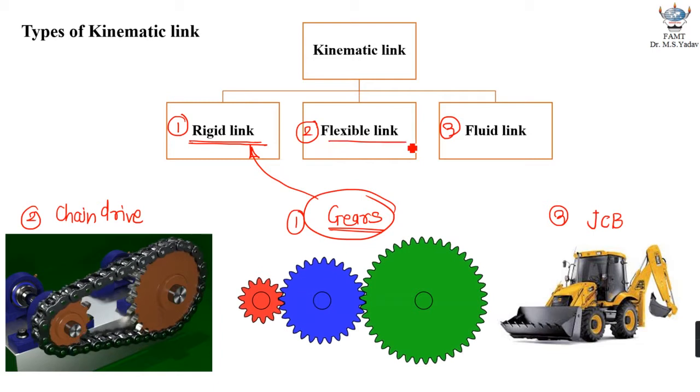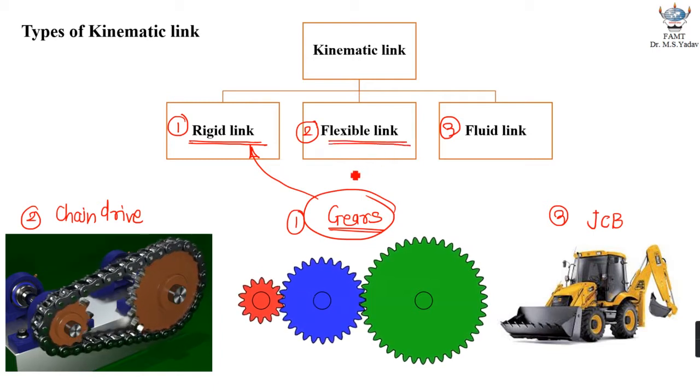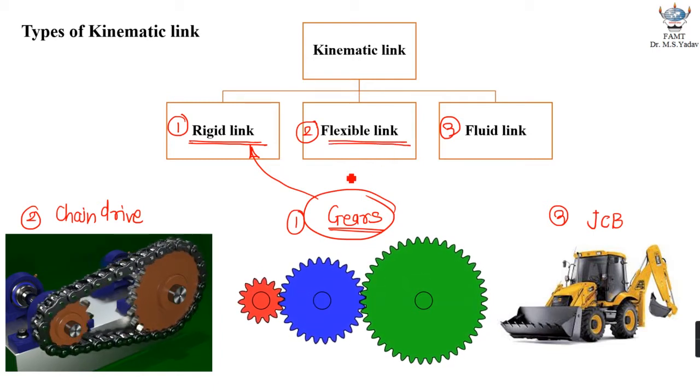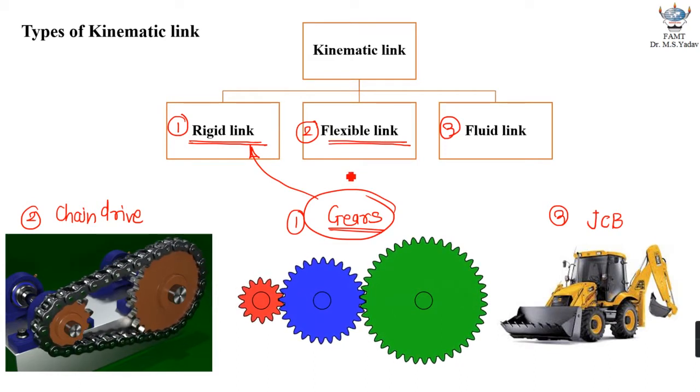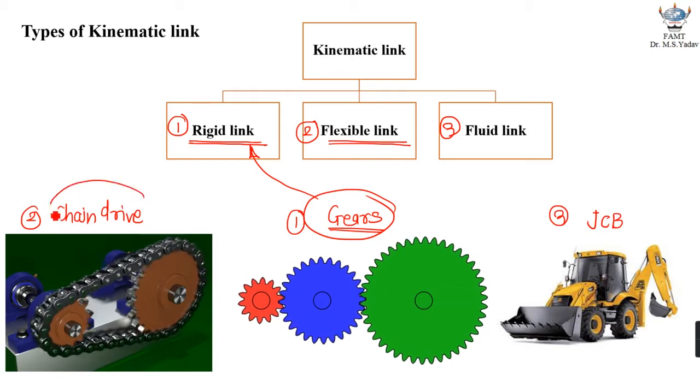The flexible link is the one which deforms while transmitting motion or forces, but their deformation doesn't affect the motion or forces that we are trying to transmit. Say for example, the chain drive.